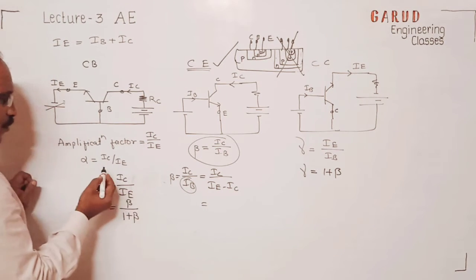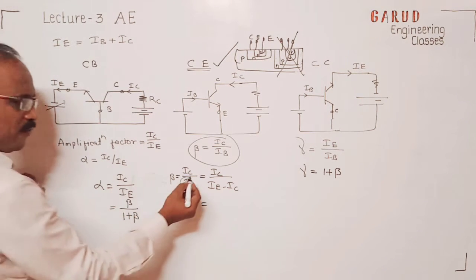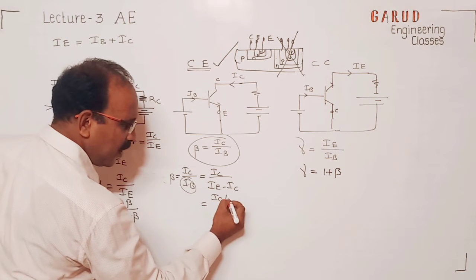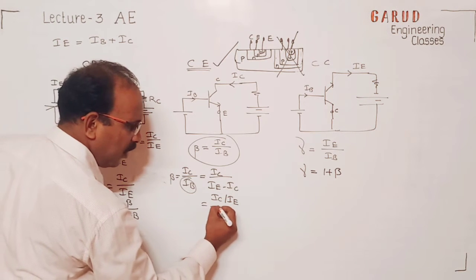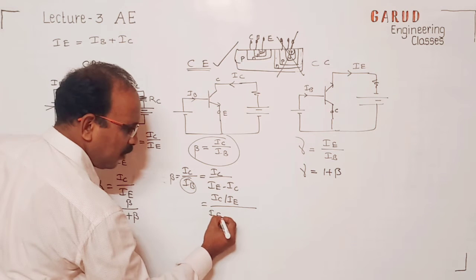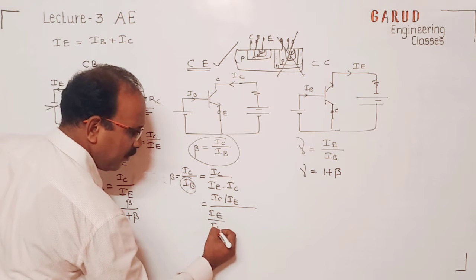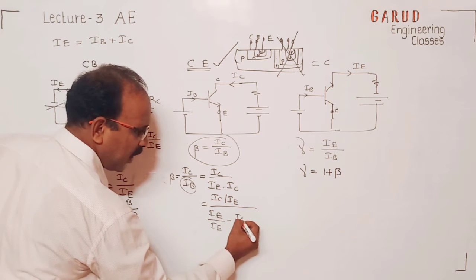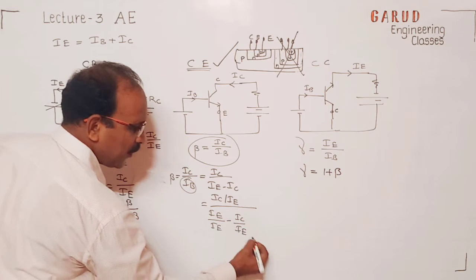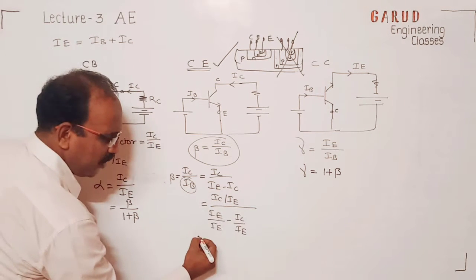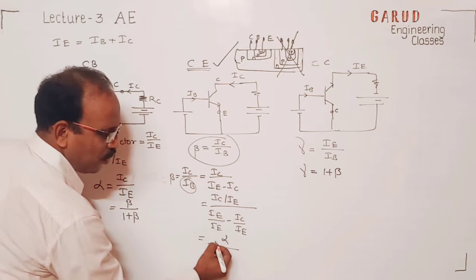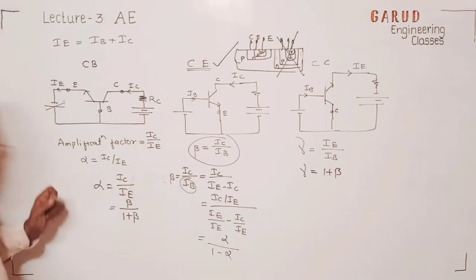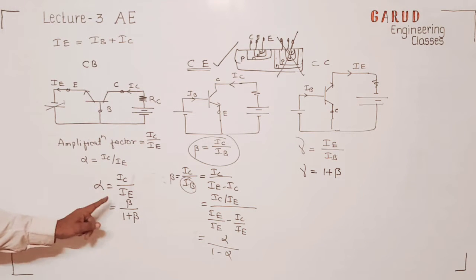Now what do you want? You want alpha, IC upon IE. So divide numerator and denominator by IE: IC upon IE divided by 1 minus IC upon IE. So what is IC upon IE? It is alpha. So it is alpha upon 1 minus alpha. Otherwise we can derive from this side also.